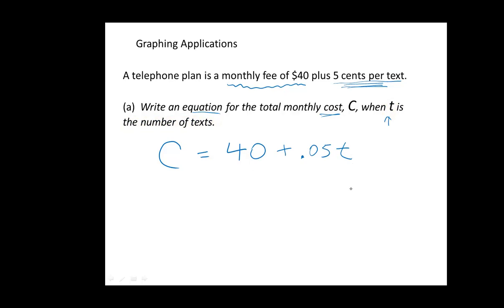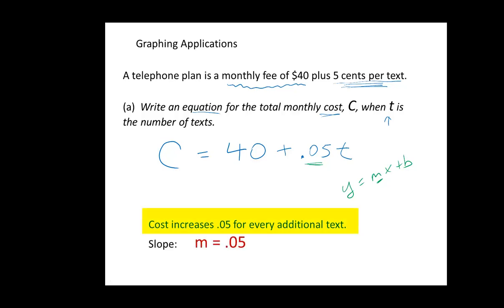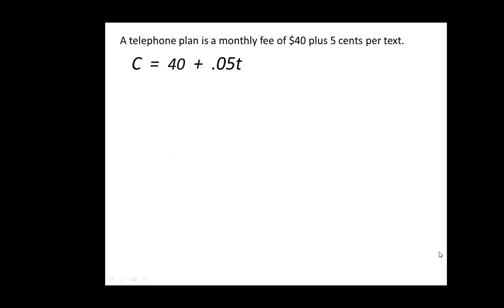You can think about this as y equals mx plus b, and you can see that our slope is 5 cents, or 0.05. In other words, the cost increases 5 cents for every additional text, and that's why our slope is 0.05. With the same situation, we could have another question.